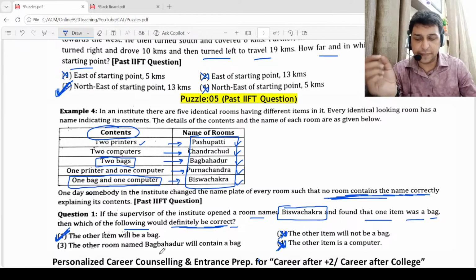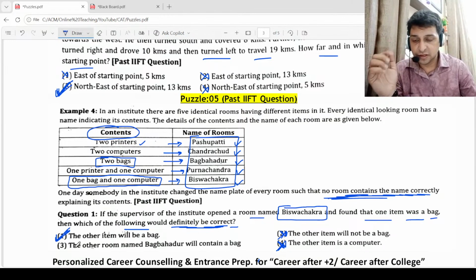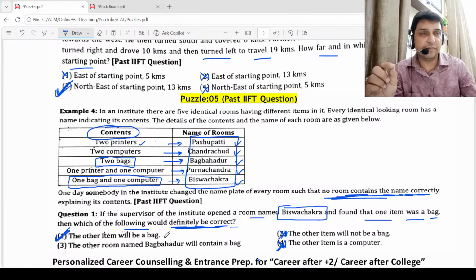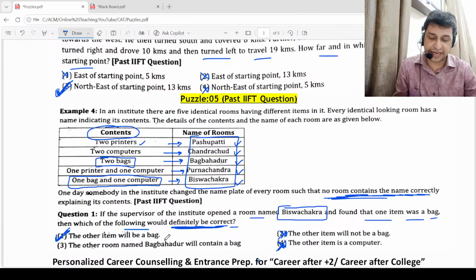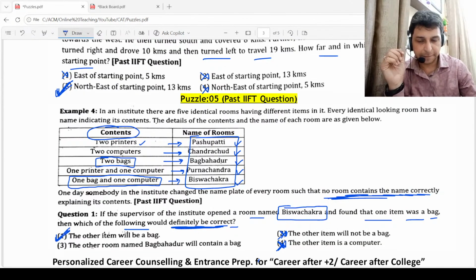The other room named Bag Bahadur will contain a bag? No, that will contain something else. We don't know that. So that's definitely correct, which we have. That is, the other item will be a bag. That is absolutely right. That is the answer I'm going to have. Let's go to the next one now.